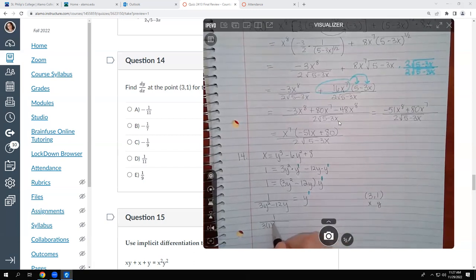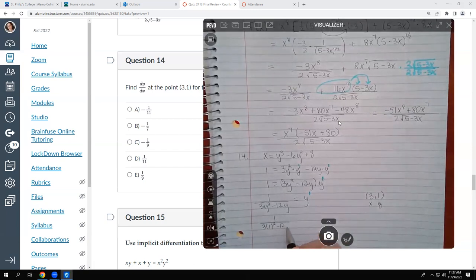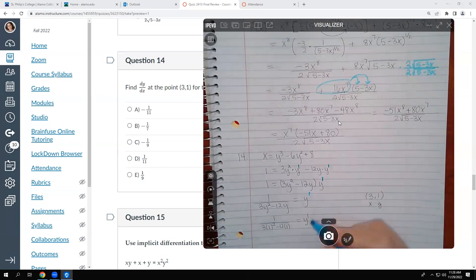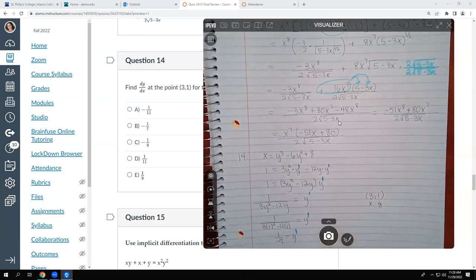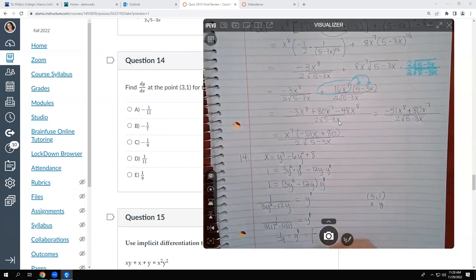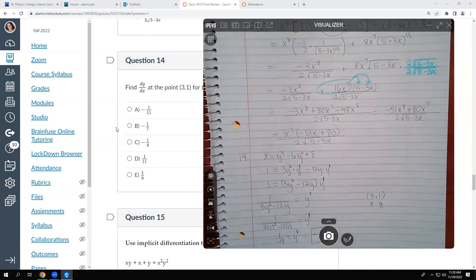3 times 1 squared minus 12 times 1. There happens to be no x's in here, so I don't need to plug in the 3. What do we get? 1 over negative 9? Which is just negative 1/9. That is in there. It's letter C.